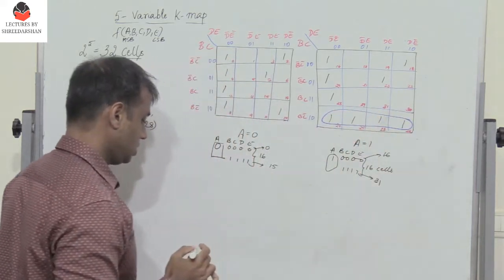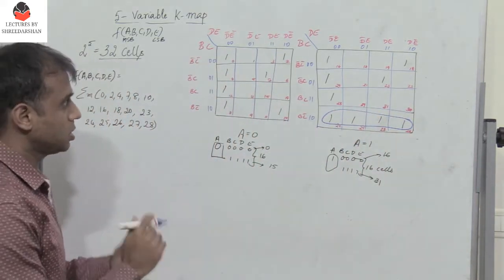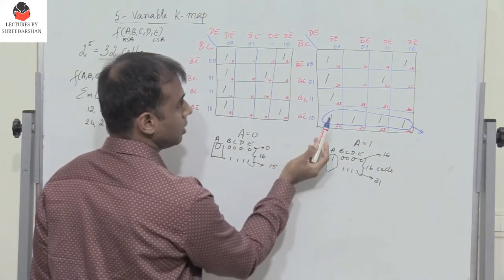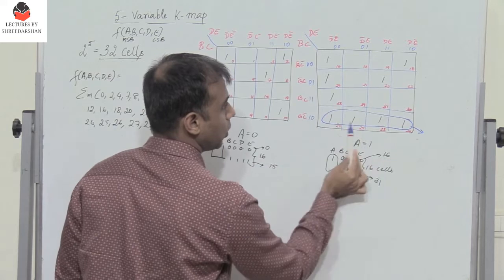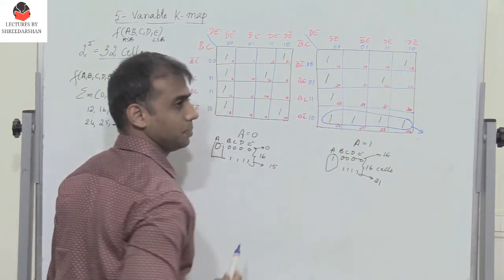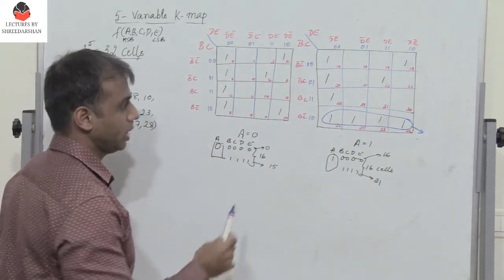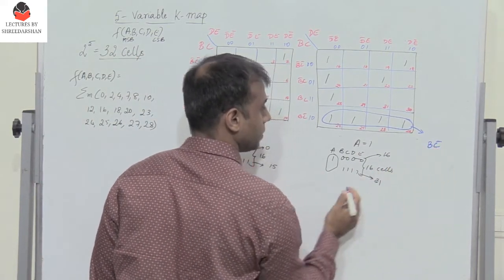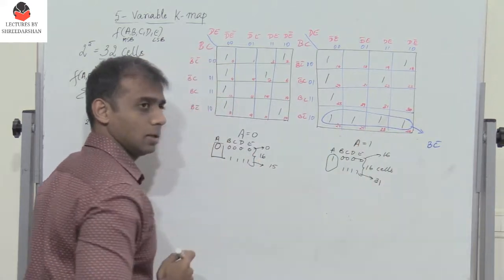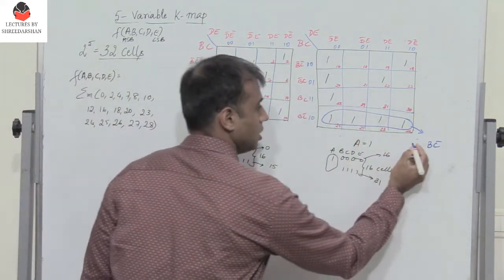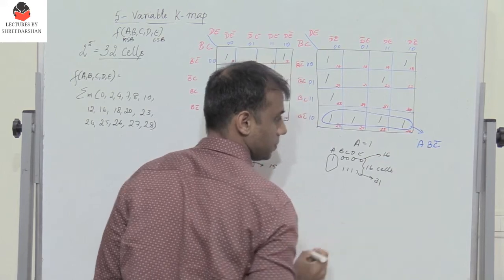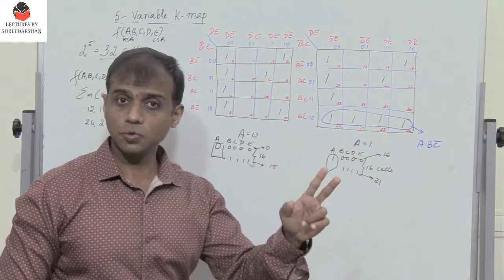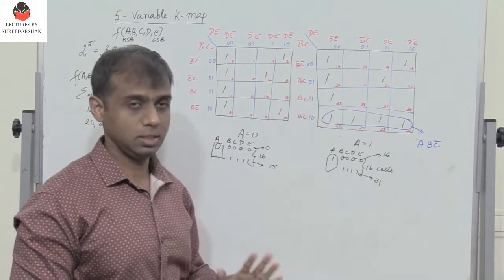Now when I combine these 4 ones, what is the reduced expression? For all these 4 ones, I have D and E which are complementary, so they get cancelled. So I have B, C bar, and for this K-map, A is 1. So this is A, B, C bar. Since I'm combining 4 ones, there's a reduction of 2 variables, which are D and E. Fine.